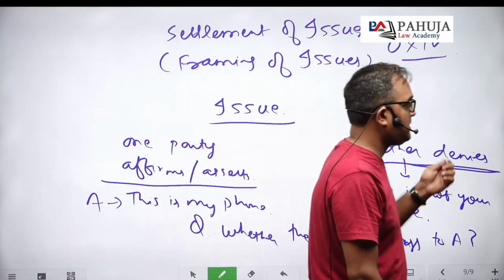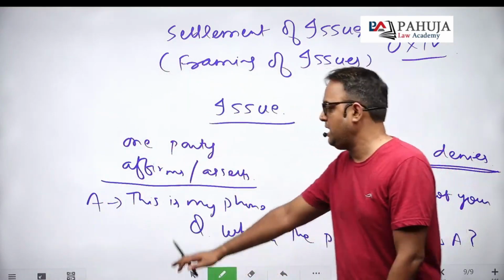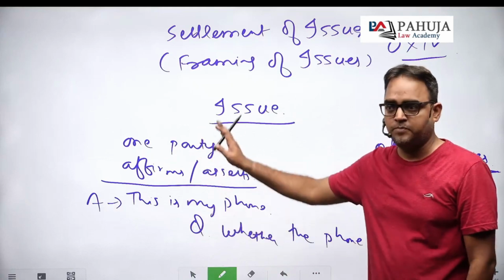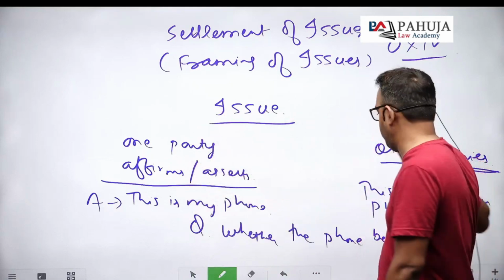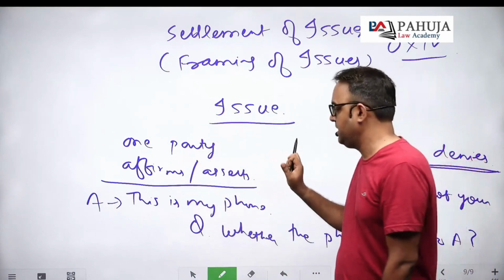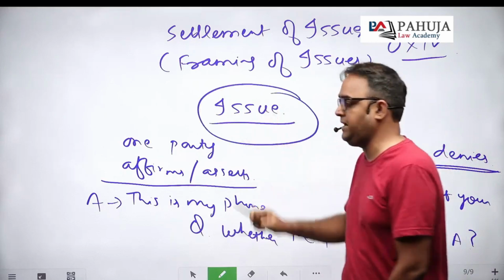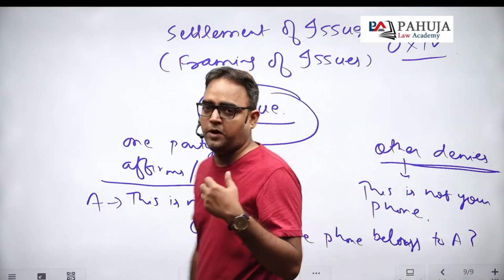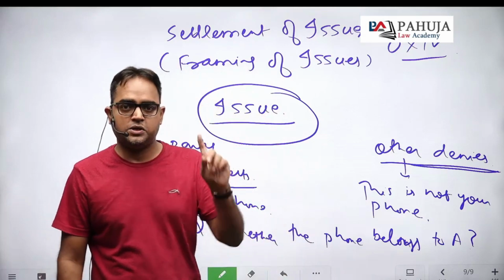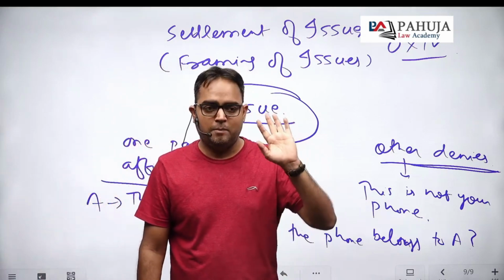इसीलिए इस बात का ध्यान रखना कि issues arise when one party asserts and the other denies, ठीक है. उसके बेसिस पर ही हम लोग इश्यू फ्रेम करते हैं. And now issues, actually according to Order 14, there can be two kinds of issues, issues of fact and issues of law. बट ऐसा नहीं होता.